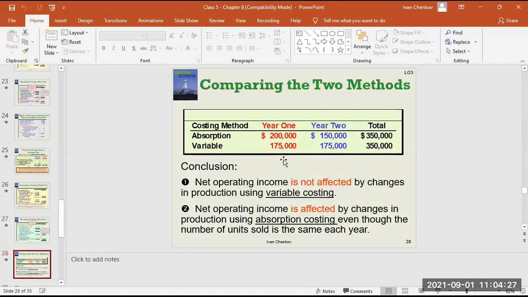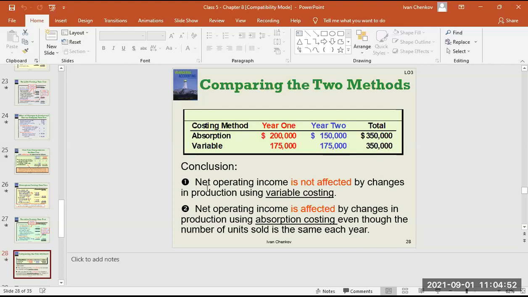So, conclusion. First year, absorption generates $25,000 more than the variable. Second year, absorption generates $25,000 less than the variable. Variable stays the same. Total, all the same. Why? Because we start with zero inventory and we end up with zero.